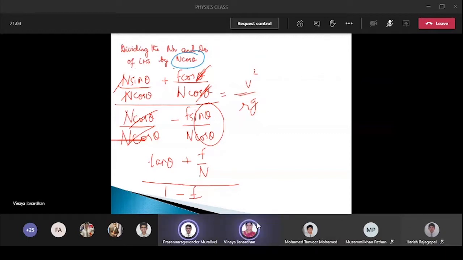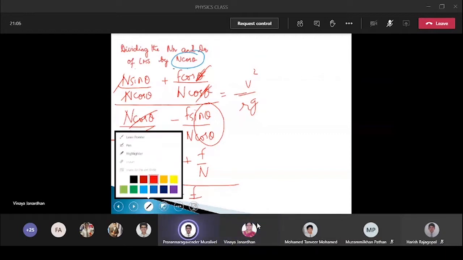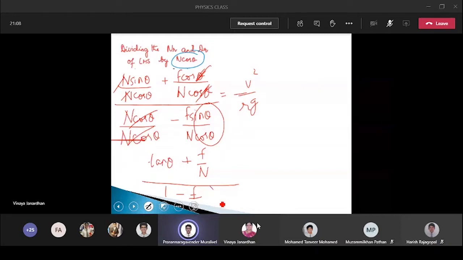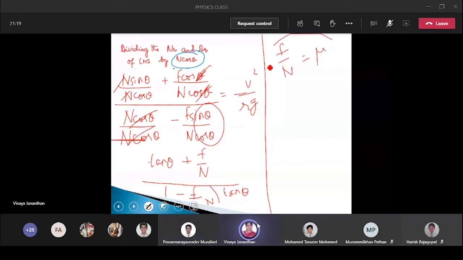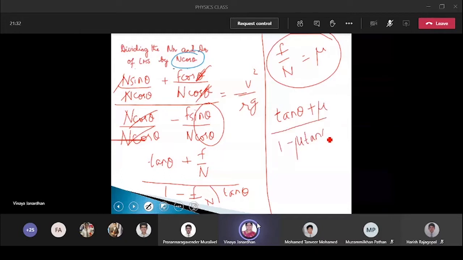Ma'am, I divided the expression for the final expression. Like I took the denominator to the numerator. No need. You can just substitute F by N is equal to mu. If you substitute, this equation becomes tan theta plus mu divided by 1 minus mu tan theta. Correct? Yes, ma'am.